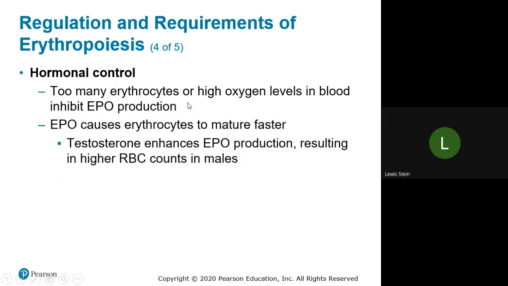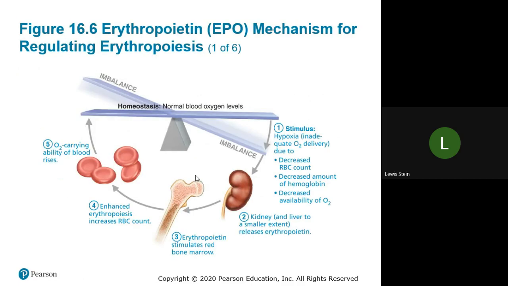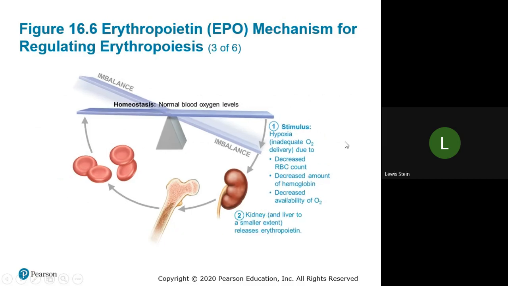Okay, so what happens if you have too many erythrocytes or high oxygen levels in blood? It will inhibit it. The erythropoietin causes erythrocytes to mature faster, and testosterone, that's mainly the principal reason, as I said before, along with menstruation, why men have a higher count, not dramatically so, not disproportionately so.